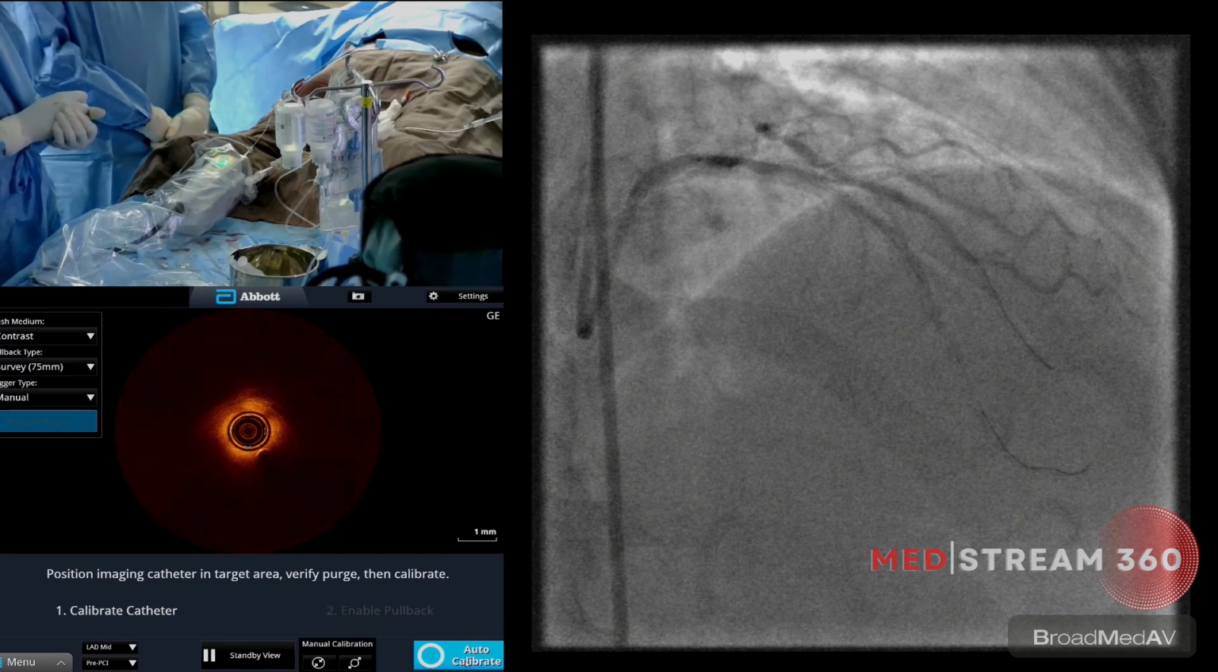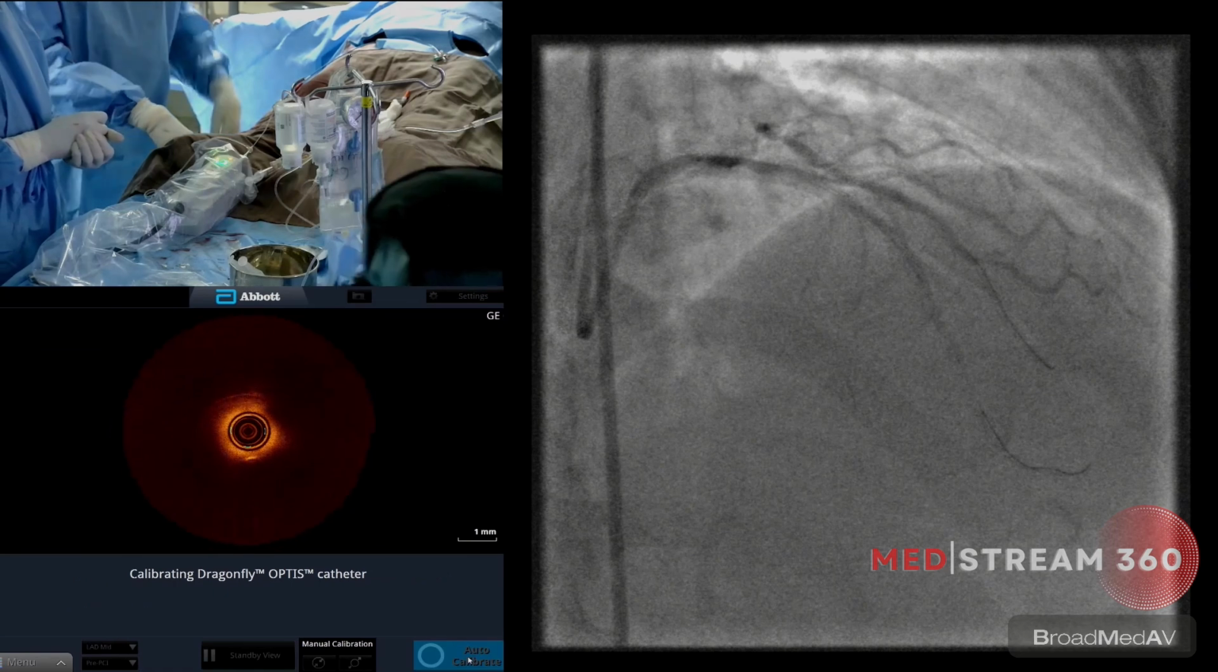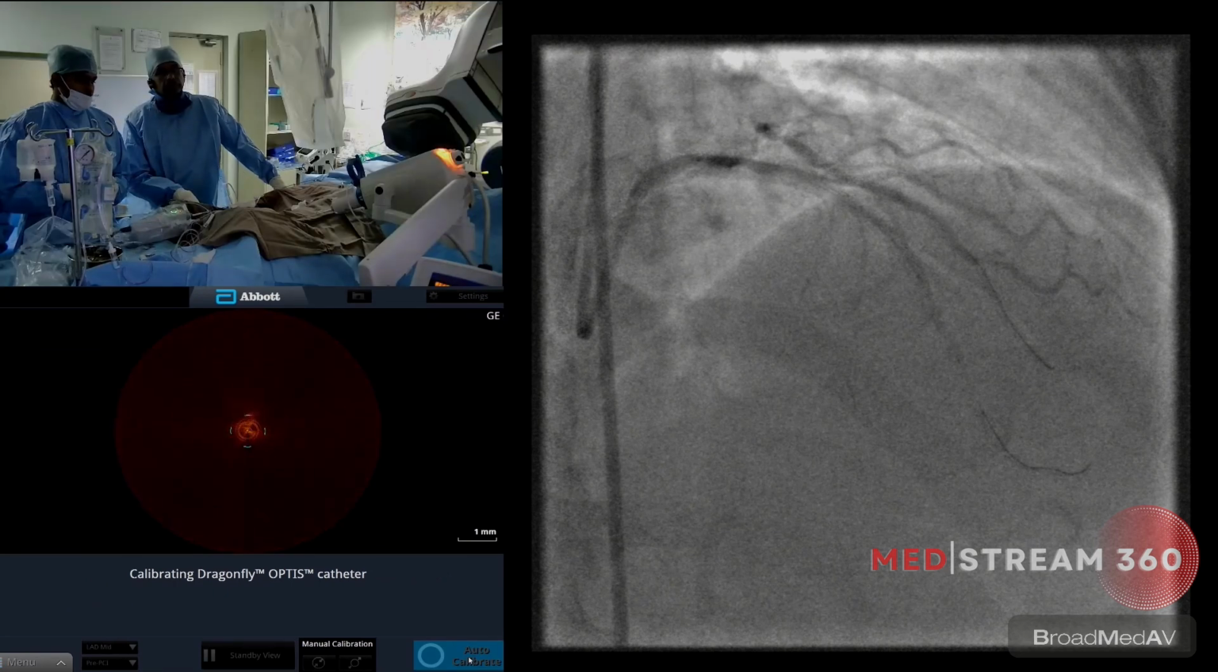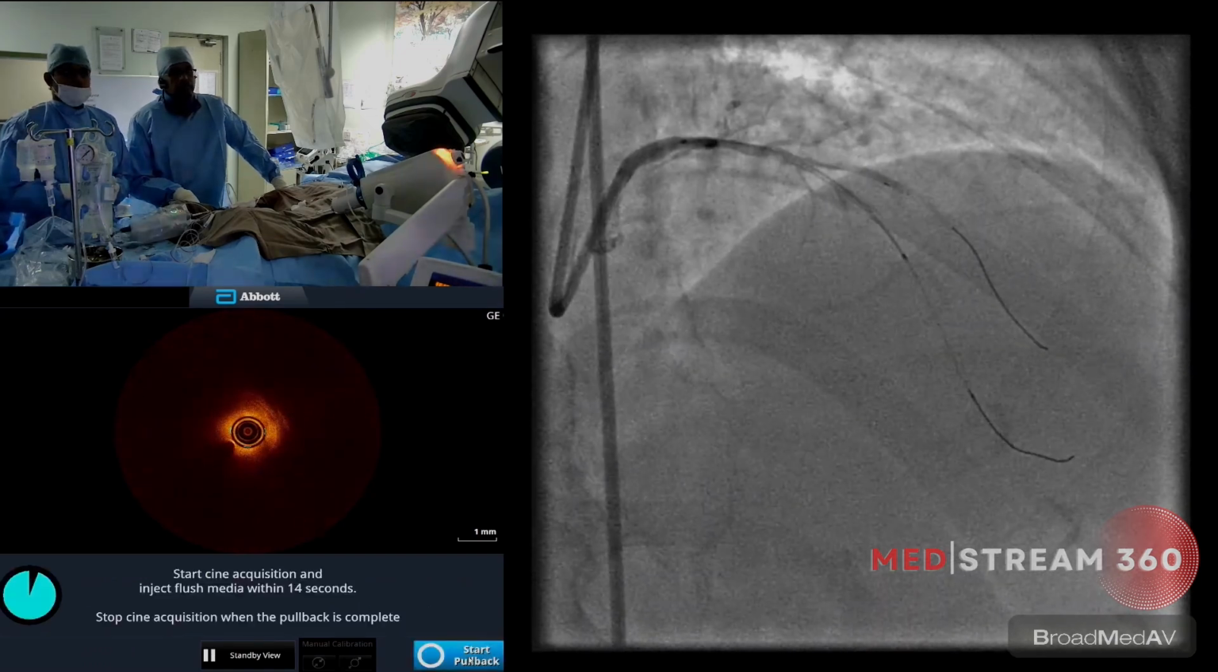So now we're going to do an OCT with pressure injector. Okay, I will take a call. Yes, please. Calibrate. Cine, please. Inject.